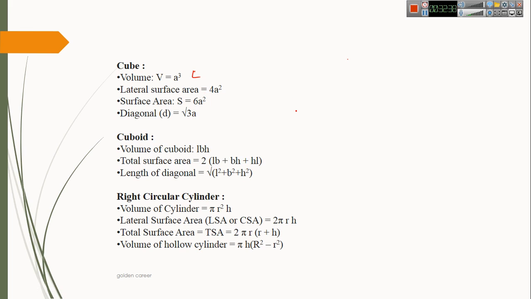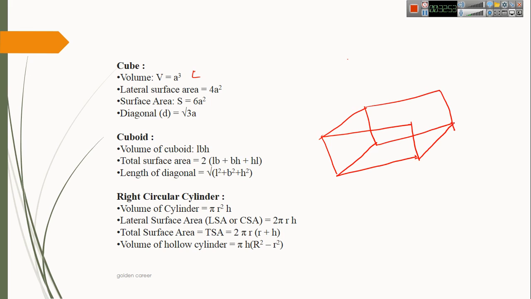The problem arises for a cuboid, since a cuboid does not have all the sides equal. If we have this cuboid, and we consider AB to be height, BC to be breadth, and BD to be length, then the volume will be length into breadth into height.